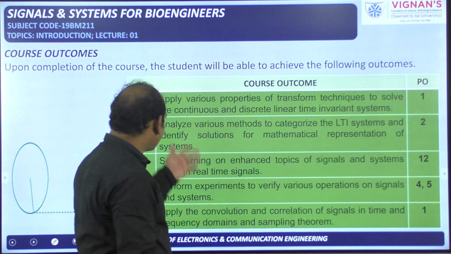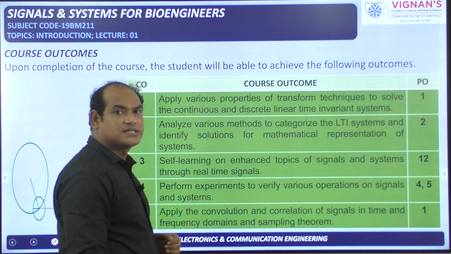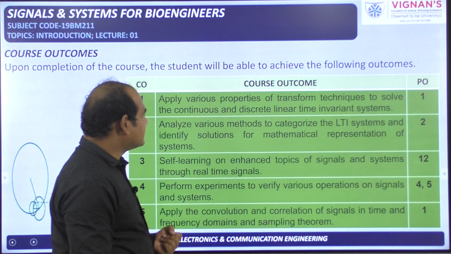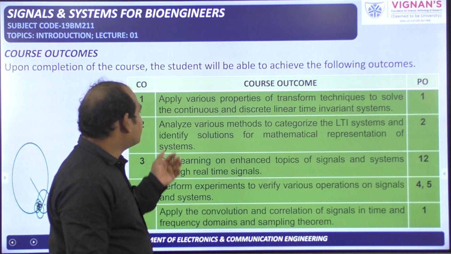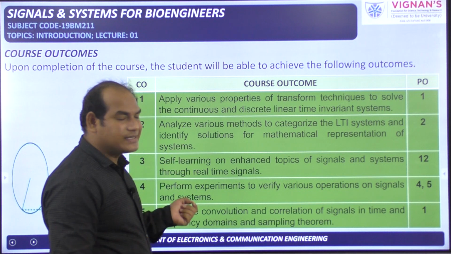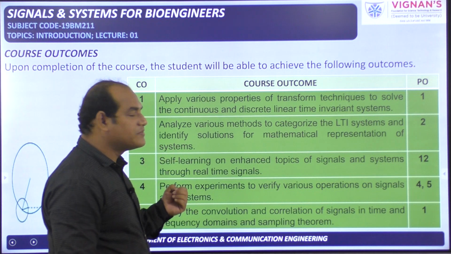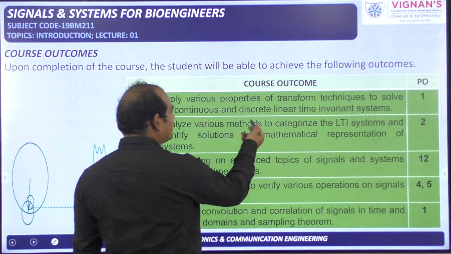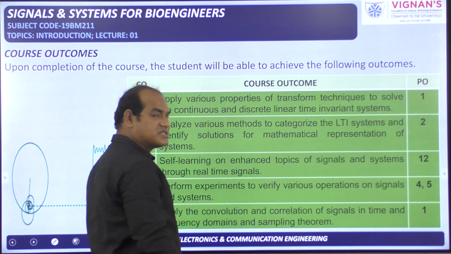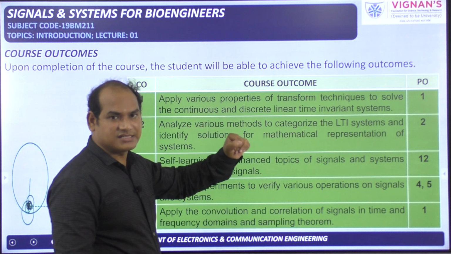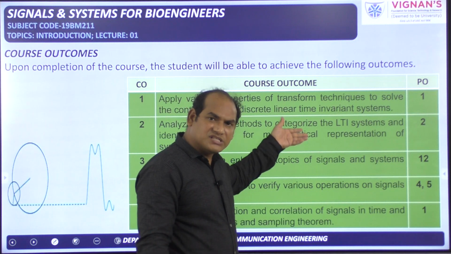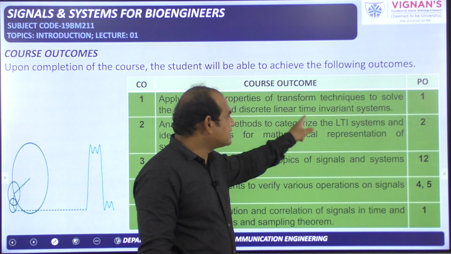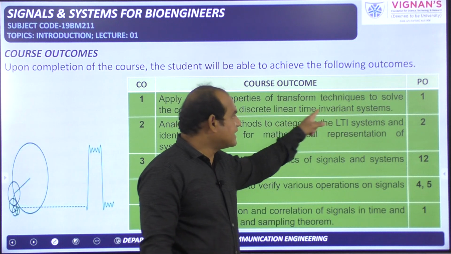Then course outcomes. These 5 course outcomes are designed for this subject, signals and systems for bioengineers. CO1 is to apply various properties of the transform techniques to solve continuous and discrete time LTI systems. So you will know about continuous and discrete LTI systems. I told you, if the system satisfies the linearity property and the time invariant property, that is called an LTI system.